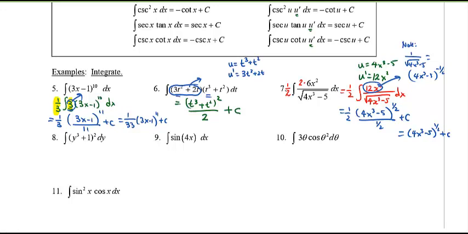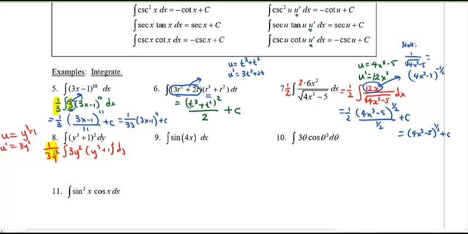Okay, number 8. Look at this one. If u was equal to y cubed plus 1, then the derivative u prime would be 3y squared. I don't see a 3y squared. So you might be thinking, oh, I can do this. Yeah, I'll put the 3y squared here, and then I just divide by a 3y squared out front here. What's the problem with this?